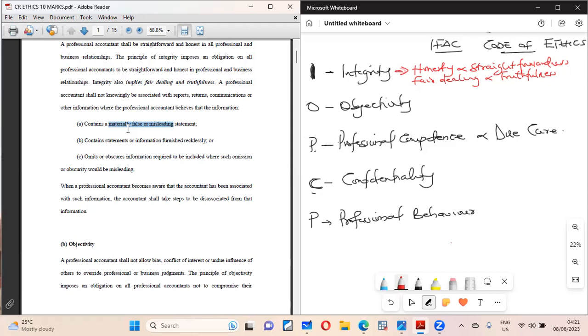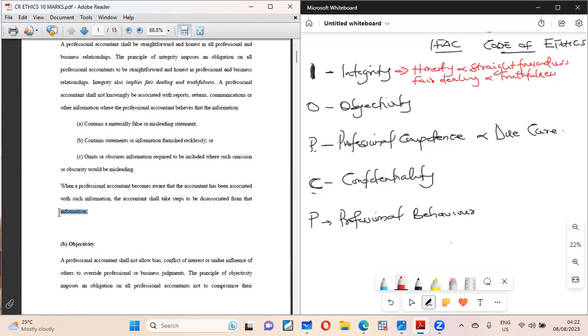Now, if there is such a situation where you find yourself, the ethics says that you shall take the necessary steps to disassociate yourself from such information. So these are the key aspects of integrity. You need to be able to use that. When we start answering the case questions, you should be able to see and apply what we are talking about.